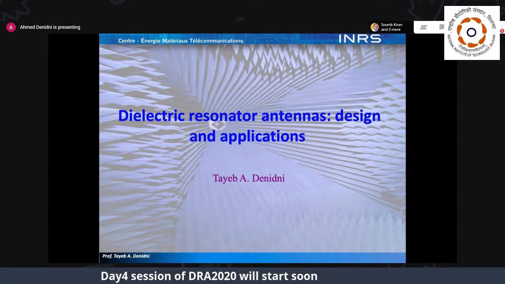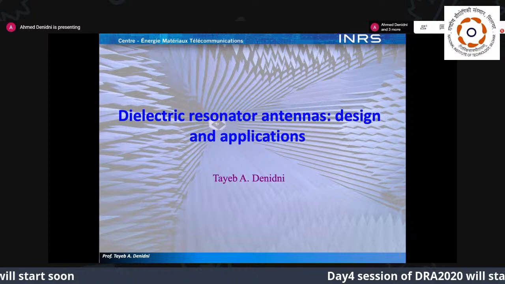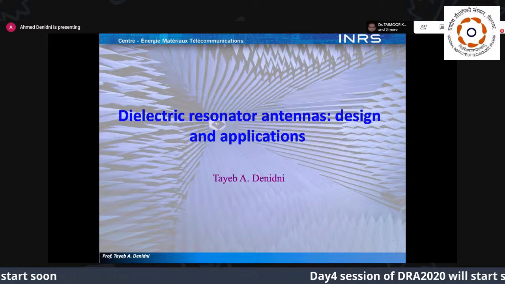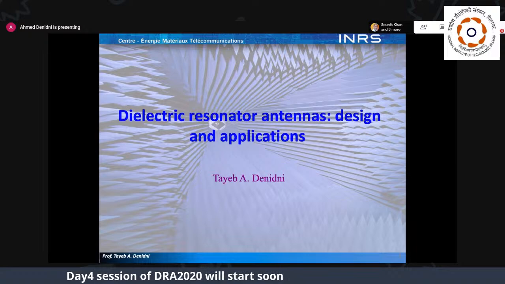This is INRS, the National Research Institute, which is part of the University of Quebec. It's a network in different cities, but the center where I am working is in Montreal, in the east of Canada, and maybe the second city after Toronto.